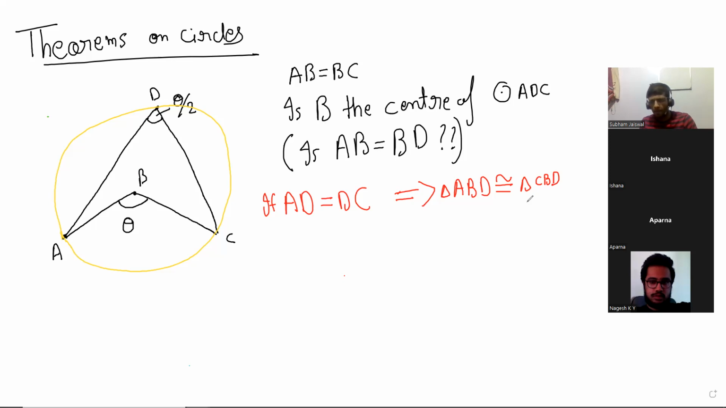Sir, but through this we won't be able to prove that BD equals AB or BC, right? I don't know. Maybe or maybe not. Can we? Maybe we can. Let's see.